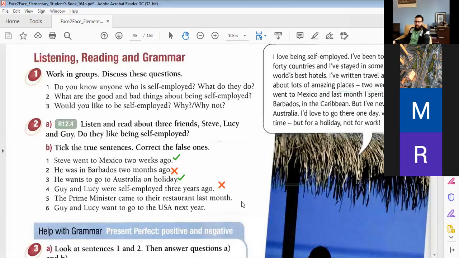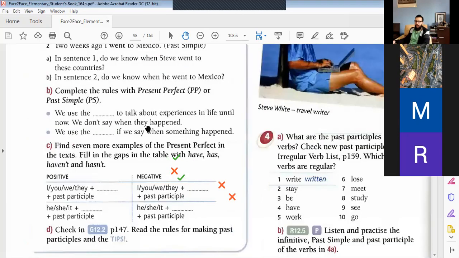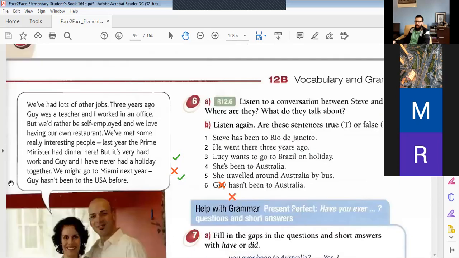Okay, next question. Guy and Lucy want to go to the USA next year. Let's check. Miami. And where's Miami? Next year. We might go to Miami next year. Yes. We went to Miami last month, but I see USA. Okay, so is it true or false? False. False.